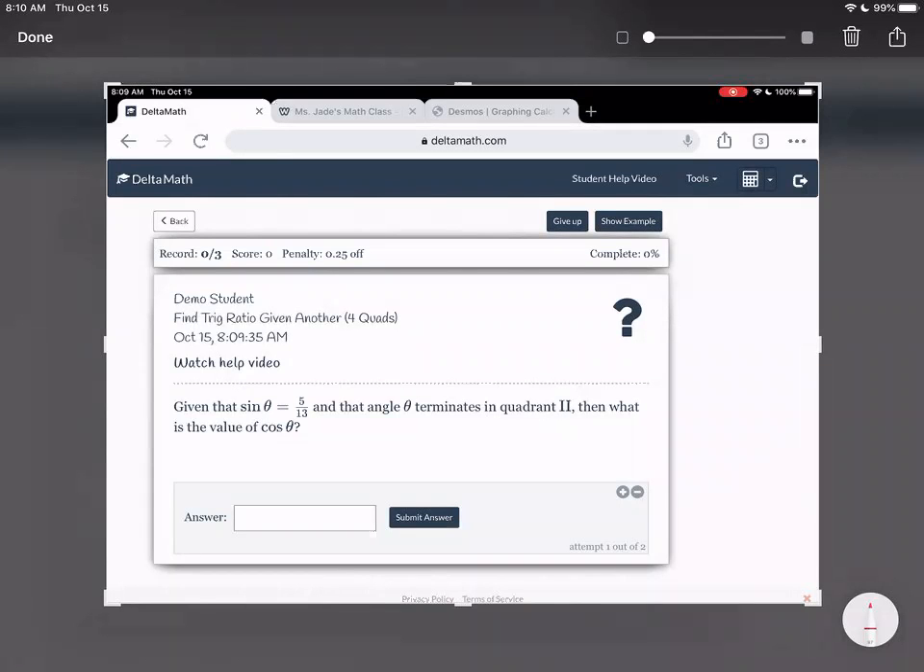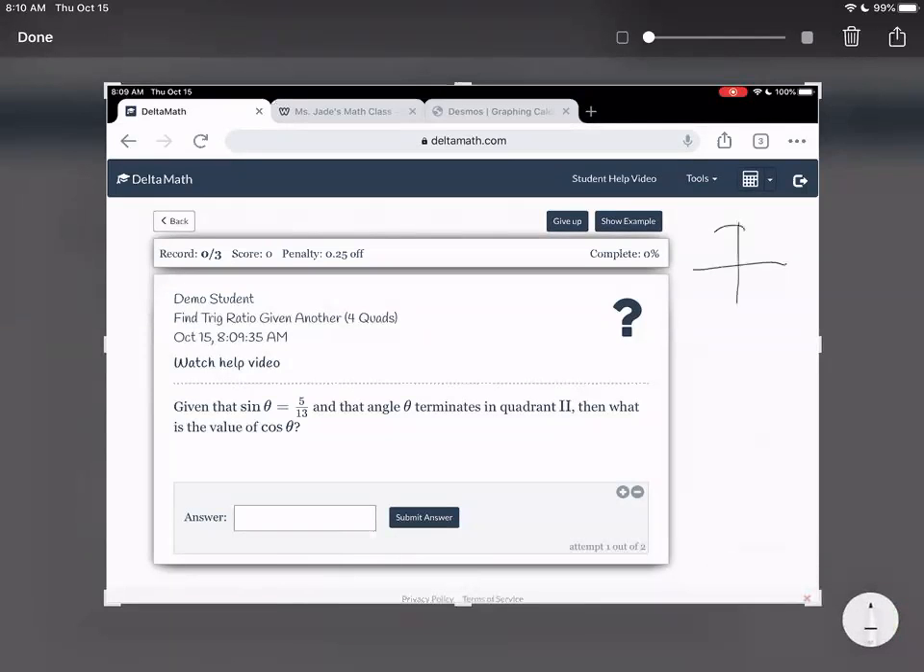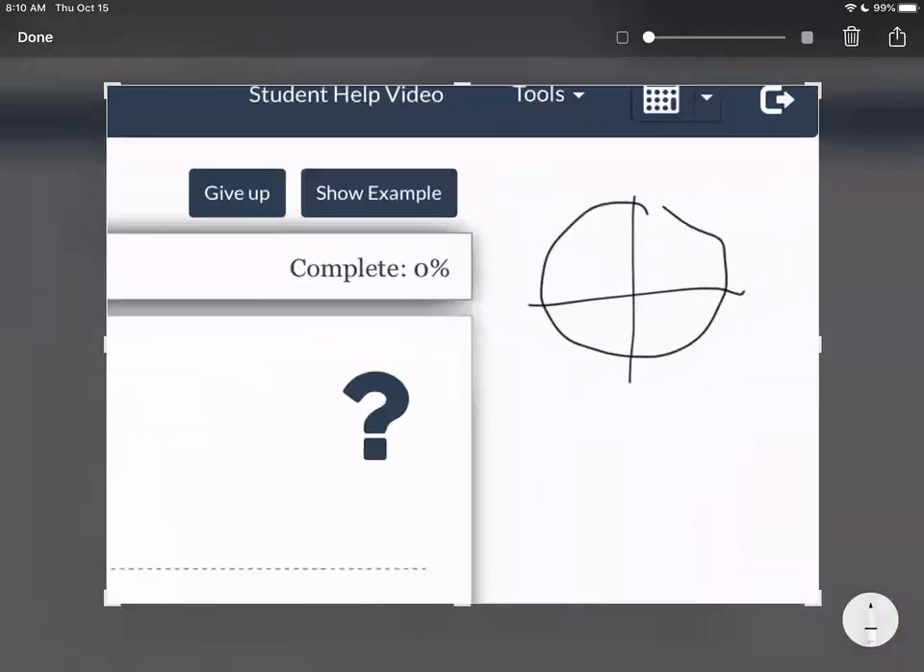All right, so let's get started on the first category, which is find trig ratio given another, this time in 4 quadrants. So it's very similar to what we did last time, but let me, first of all, remind you what happens in those 4 quadrants. So let me just draw a unit circle first. Let me zoom in here.